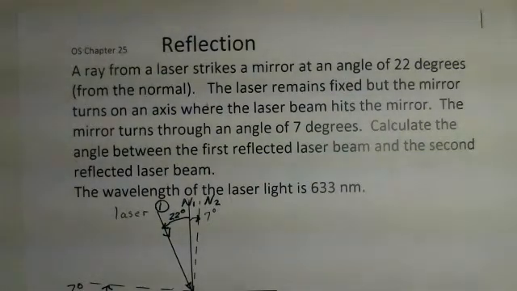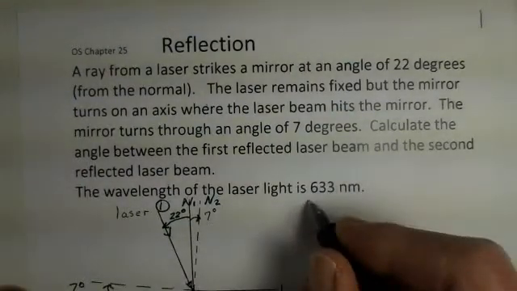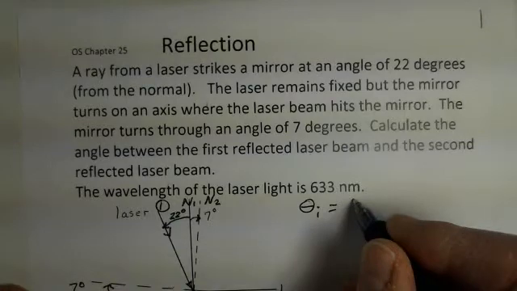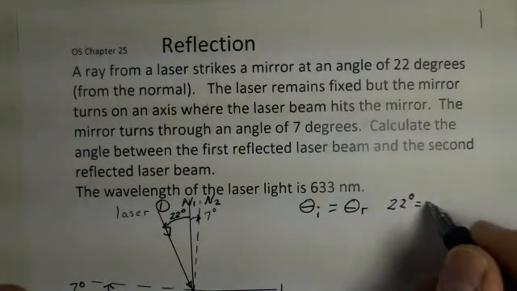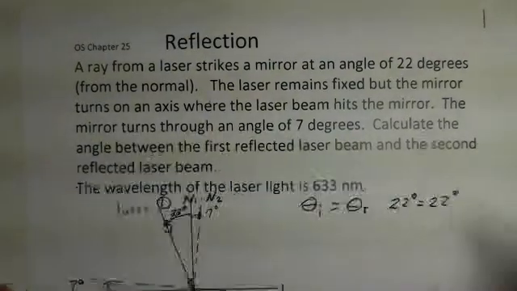So the mirror is turned through an angle of 7 degrees. We want to know what is the angle between the first reflected laser beam and the second reflected laser beam. Well, we'll have to put 2 laser beams on here for the reflection. First, when the mirror is at its original position, and later, what's the reflected beam direction after the mirror is turned by 7 degrees? Well, we know that the incident angle is equal to the reflected angle. So if we have 22 degrees for our incident angle, we know that we have 22 degrees for the reflected angle.